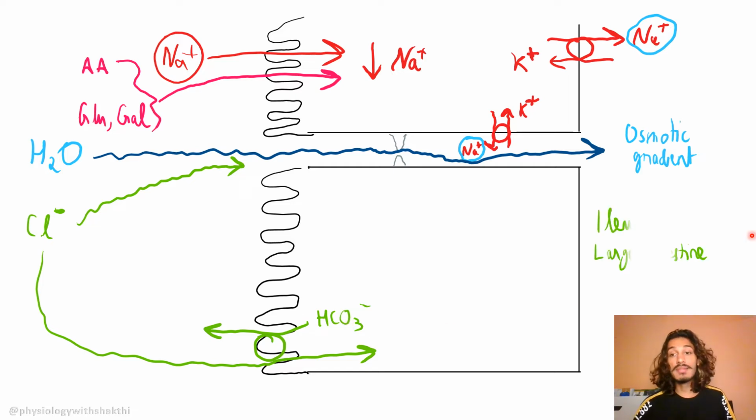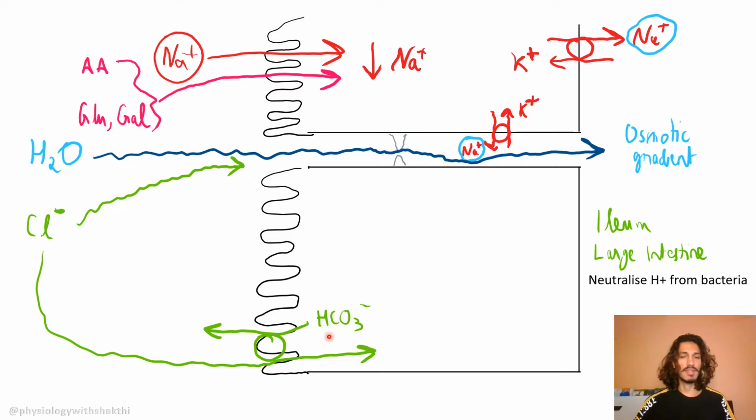This takes place in the ileum and the large intestine, the distal parts. The reason for this is that bacterial metabolism results in acid production, and to neutralize that acidity, this mechanism is there so that alkaline bicarbonate is secreted in the distal parts like the ileum and large intestine. So just remember the major part is like this.